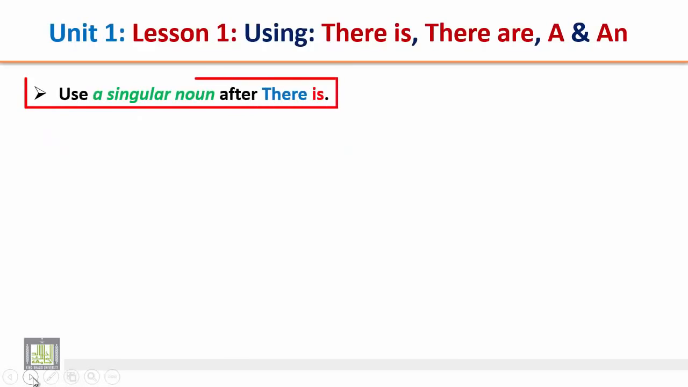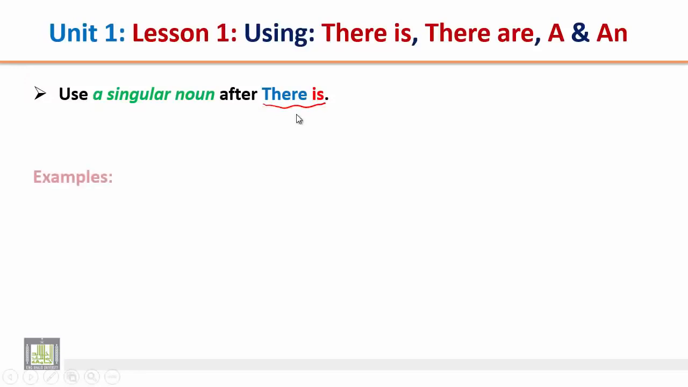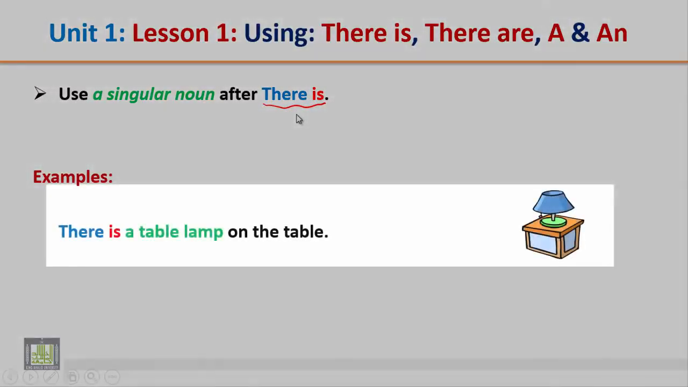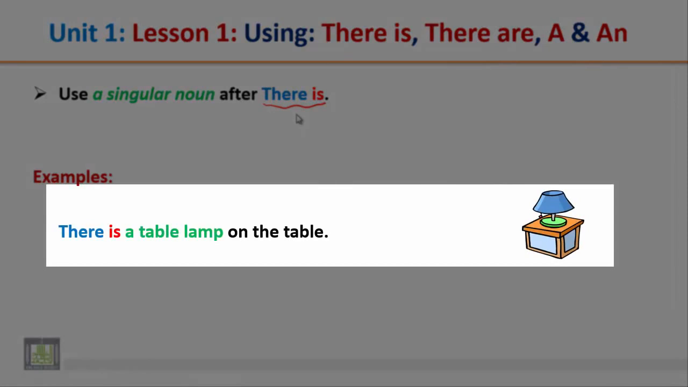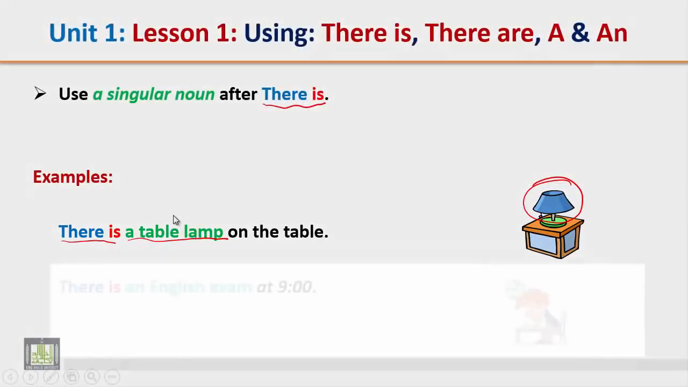Use a singular noun after there is. So after there is, we use a singular noun. Example: there is a table lamp on the table. Notice here that after there is, we use a singular noun. Table lamp. One table lamp. This is a singular noun.